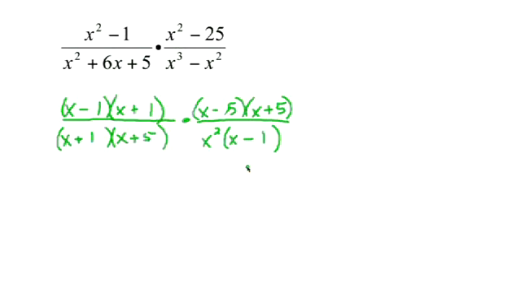So, looking at this, now it's time, this is always the fun part, to go cancel everything. Start with the x minus 1s.